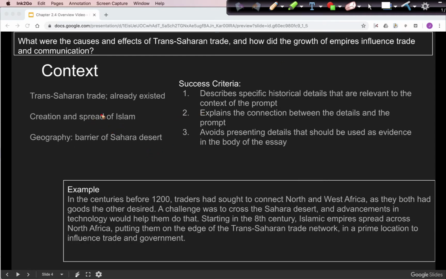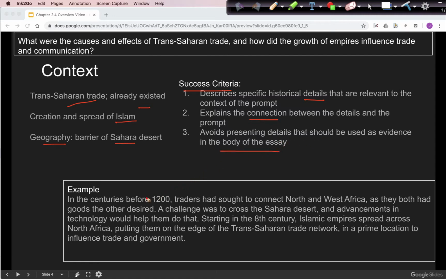Context. So what I started with is what I thought was some important background information. The fact that this trans-Saharan trade network was already around. It's not a brand new thing here. The fact that Islam was an existing religion, and a little bit about geography and the barrier of the Sahara Desert, which we'll talk about in a little bit. So here's my success criteria up here. I'm looking for specific details, some explanation of the connection, and that the things I put in there should not be in the body of the essay.